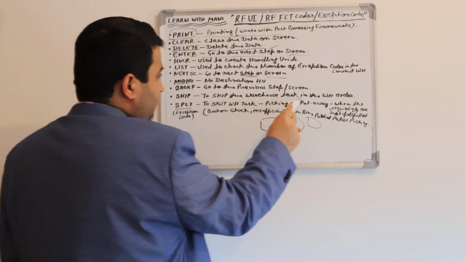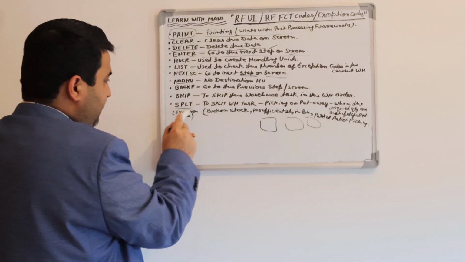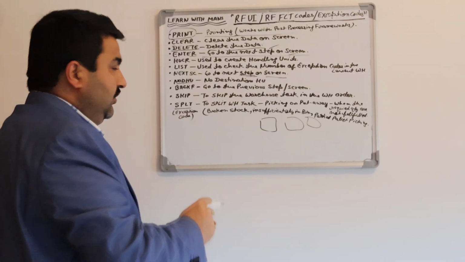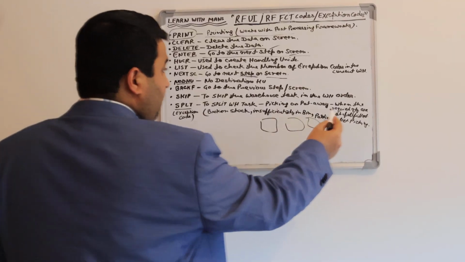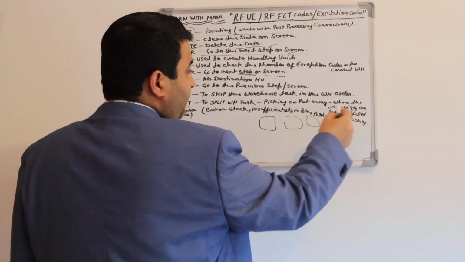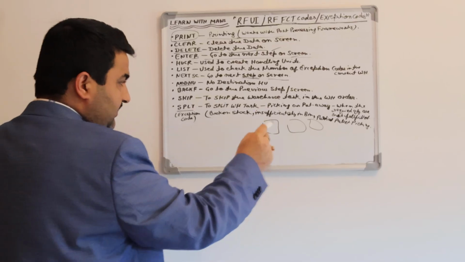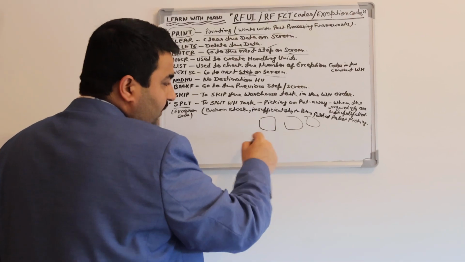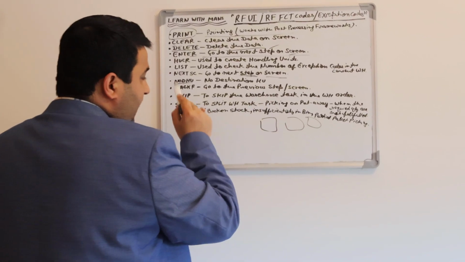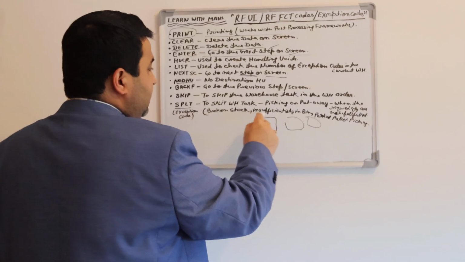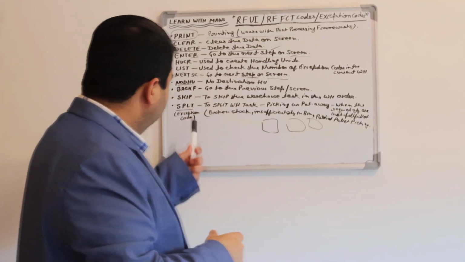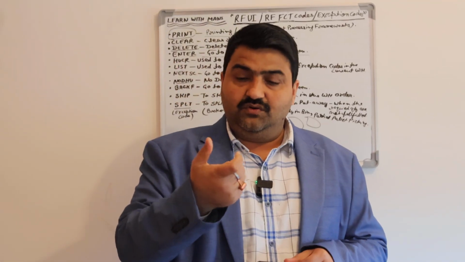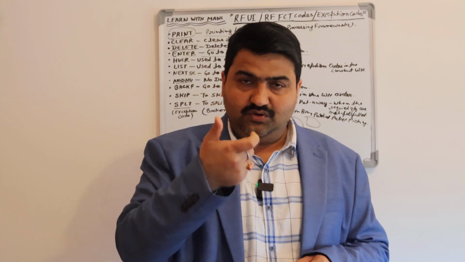SKIP is to skip the warehouse task in the warehouse orders. SPLT is an exception code to split the warehouse task. Why? In picking or put away, when the required quantity is not fulfilled, we may skip the particular current warehouse task. Suppose we have broken stock, insufficient quantity in the bin, or partial pallet picking. At that time, this SPLT exception code helps the warehouse users.